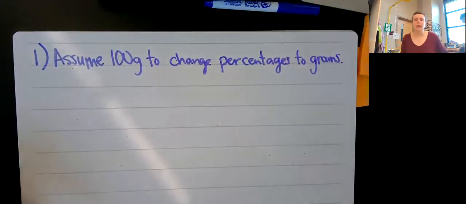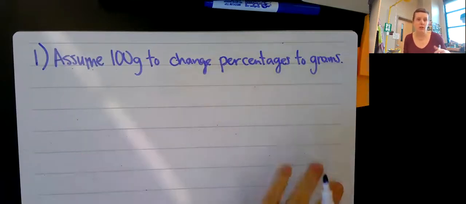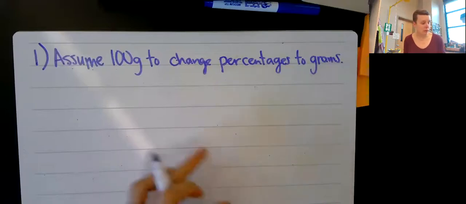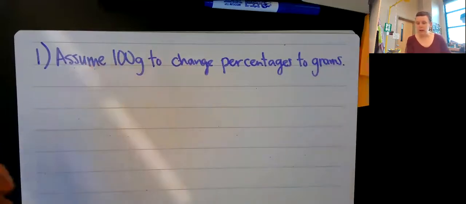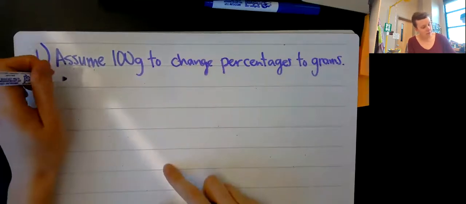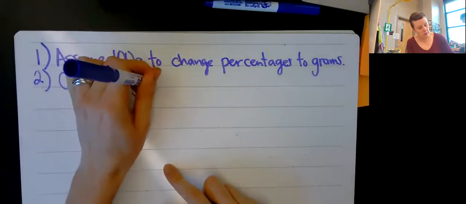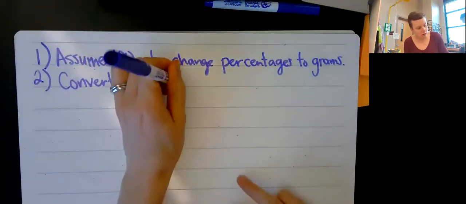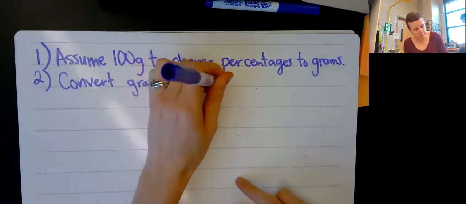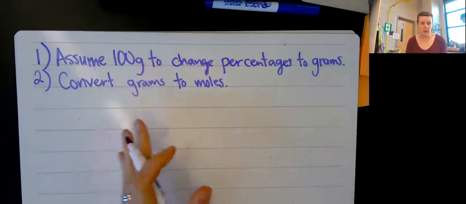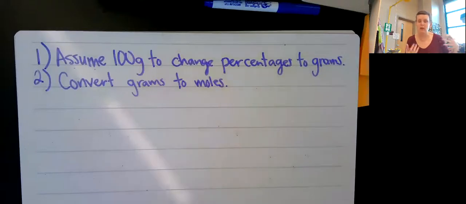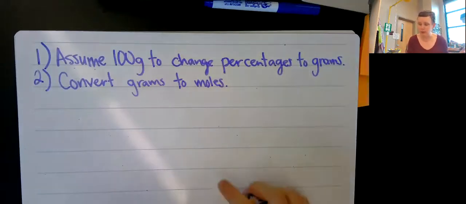Okay, bear with me. Some of these steps might be like, what is she even talking about? When we do the example, I'm gonna discuss each step and kind of why we use that. But let's just get them written out so you have them, and then we'll refer back to them as we do an example problem, okay? All right, step two is convert grams to moles. Again, that's a pretty self-explanatory step, but why we do that and what the purpose is, all of that will come with the example.